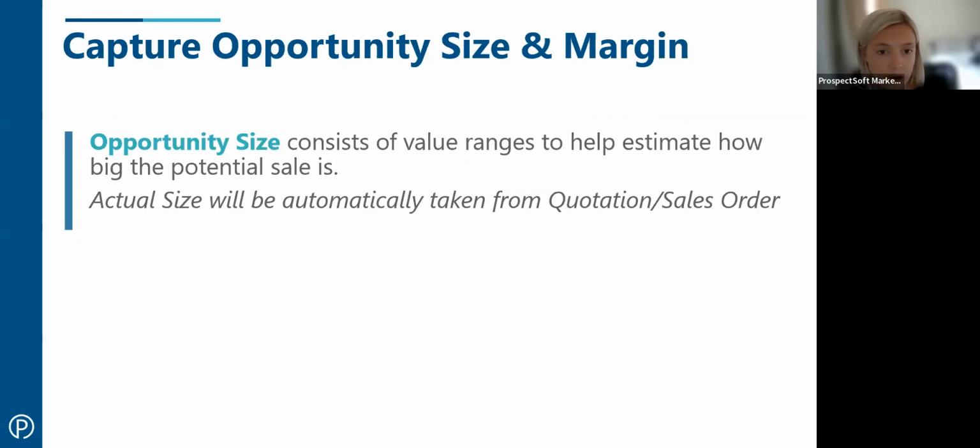It is just an estimate of the initial size, but when you actually do the quote or the sales order and add all the products and the pricing on, we'll take the value from that quote or sales order that you've done and then enter that for the opportunity size. We automatically do that for you once a quote or sales order has been created. But when you're initially creating the opportunity, that size is a great place to pop in an estimate at this point.